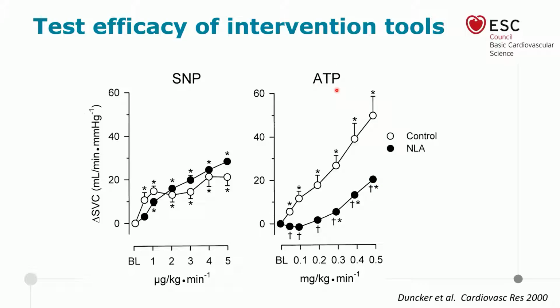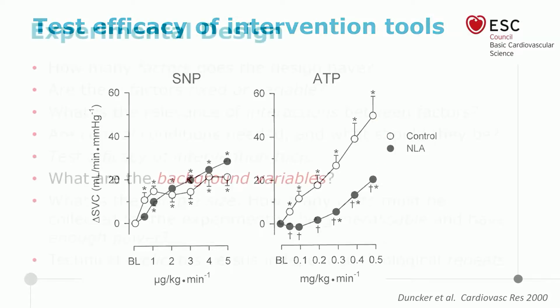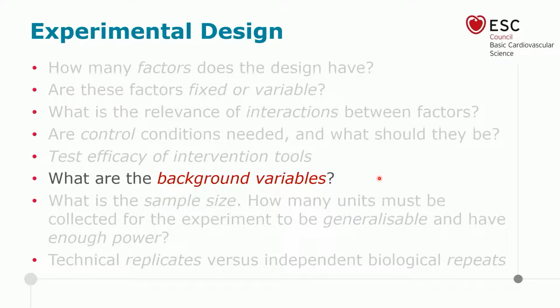ATP may, at higher dosages, also act through adenosine, and that may explain why the systemic vascular conductance is increasing. But there was absolutely no effect on nitroprusside, which, like ATP, is NO-dependent, but not eNOS-dependent. So this is a direct effect of NO on the vascular wall, and this was not affected by nitro-L-arginine, whereas the ATP effects were blunted. So we were happy with the tool that we were using.